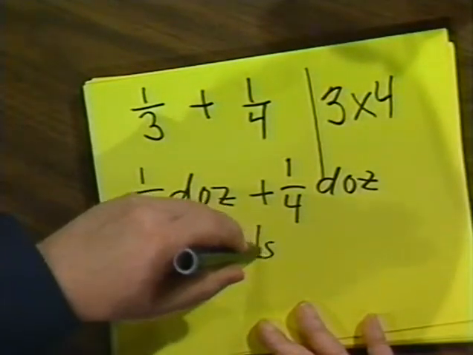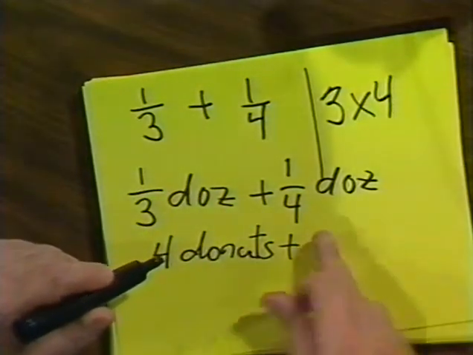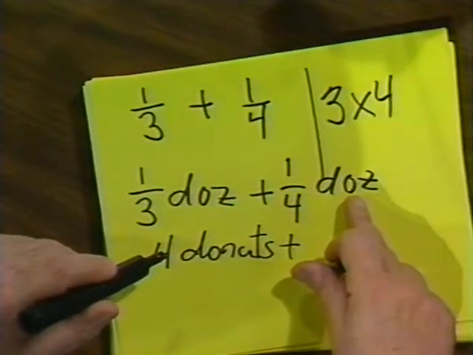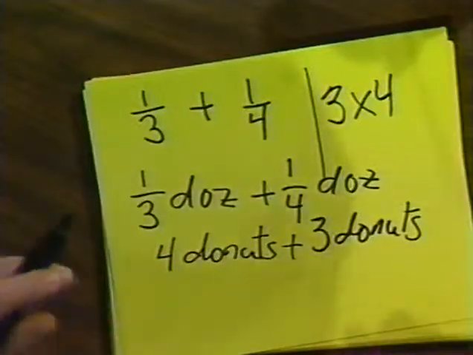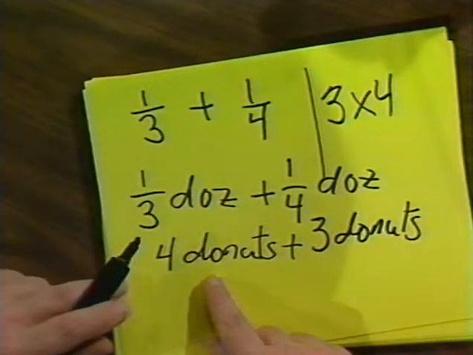I'll spell donuts the abbreviated way. A dozen donuts is still 12. 1/4 means divide by 4, 3 donuts. Now, how hard is this problem to solve if we assume that whole numbers are our natural tongue? Very easy. 4 plus 3 is 7. Whenever 4, 3, and 7 modify the same noun, the answer must be 7 donuts.